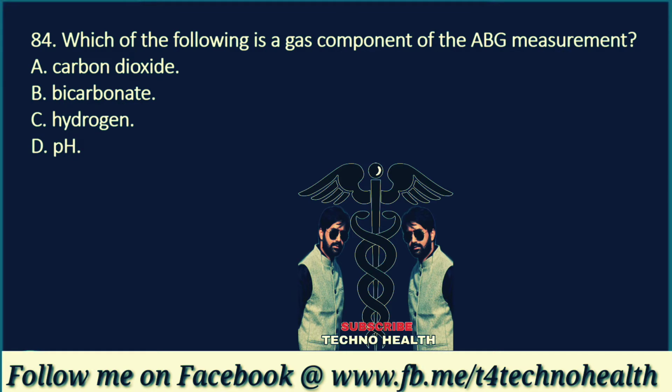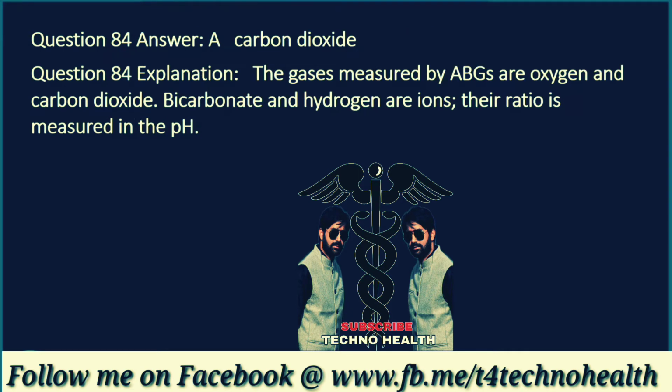Question 84. Which of the following is a gas component of the ABG measurement? A. Carbon dioxide. B. Bicarbonate. C. Hydrogen. D. pH. Answer: A. Carbon dioxide. Explanation: the gases measured by ABGs are oxygen and carbon dioxide. Bicarbonate and hydrogen are ions, their ratio is measured in the pH.